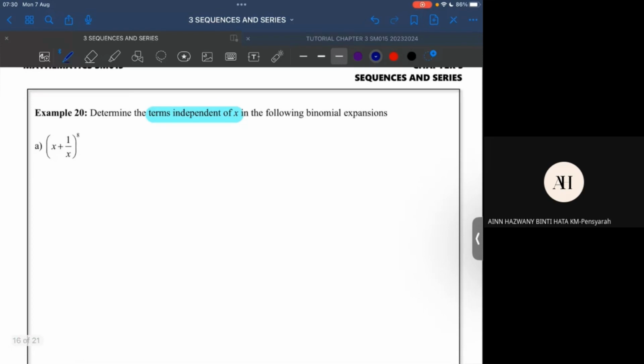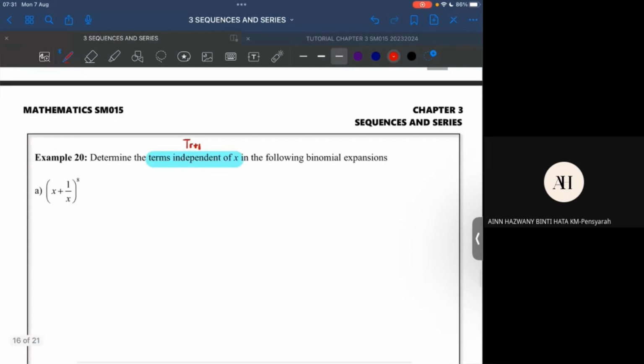Okay, so determine the terms independent of x. So we know that we have to use TR plus 1 term punya formula. Okay, so tulis balik formula kita tadi, TR plus 1 equals to NR A N minus R B power R. Okay, ini formula kita. So apa pula term independent of x ini? Okay, terms independent of x, maksudnya kita nak cari coefficient of x to the power of something which is independent of x. Ini maksudnya ialah x to the power of 0. Okay, so ini kena ingat keyword dia. Independent of x maksudnya x power of 0.